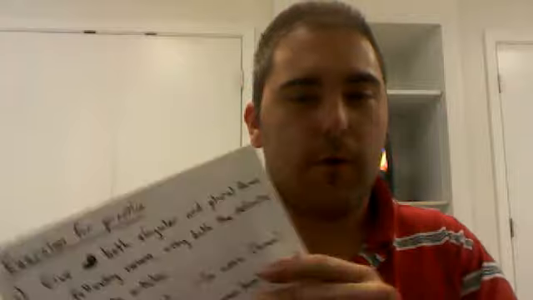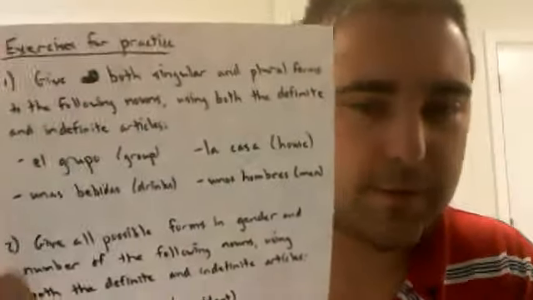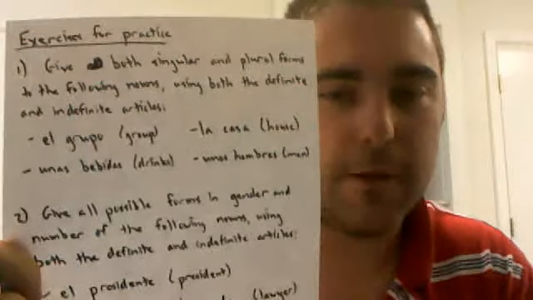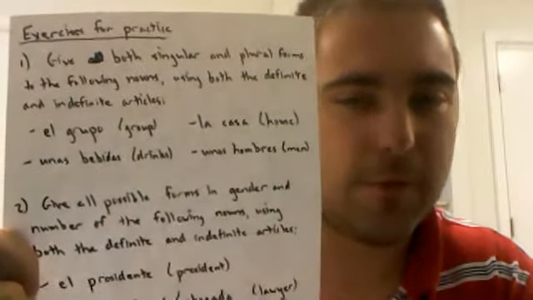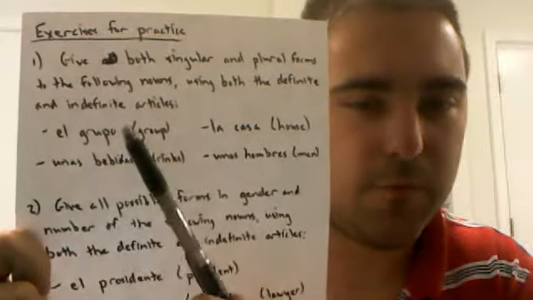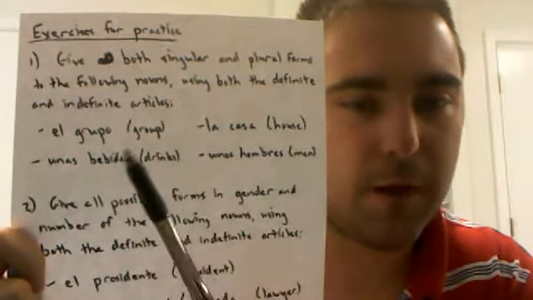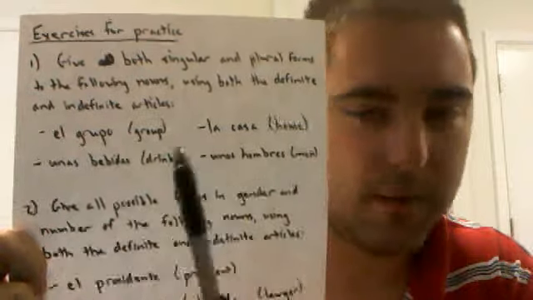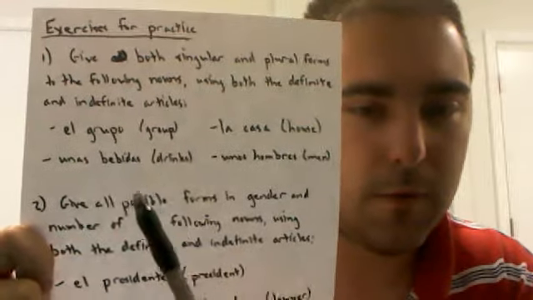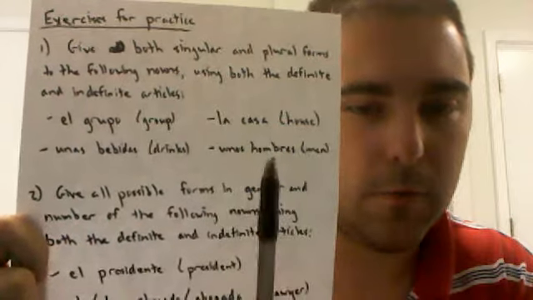So I wrote just here some exercises for you to practice if you so wish to do that. If you don't, that's fine. If you just want to blow through these videos, that's fine. But for those of you that are really serious about learning this, I just came up with some exercises here. Give both the singular and plural forms of the following nouns using both the definite and indefinite articles. El grupo, la casa, unas bebidas, and unos hombres.